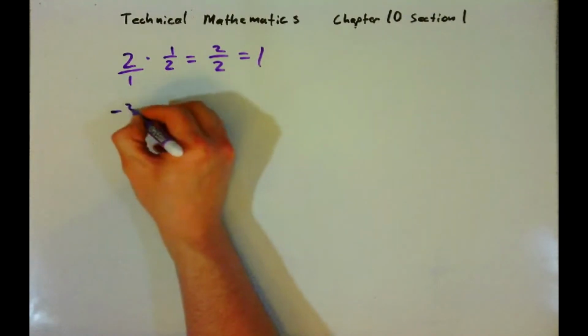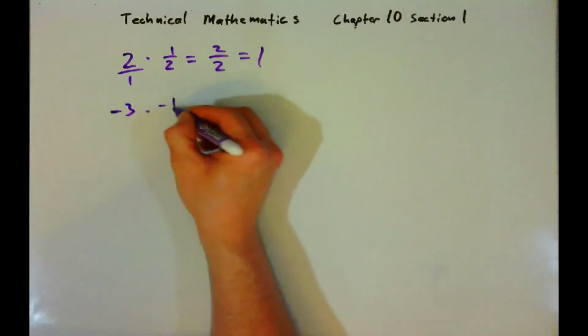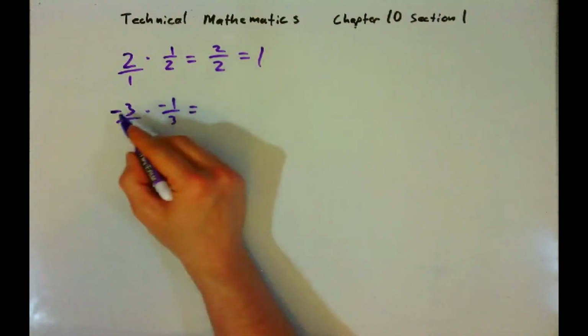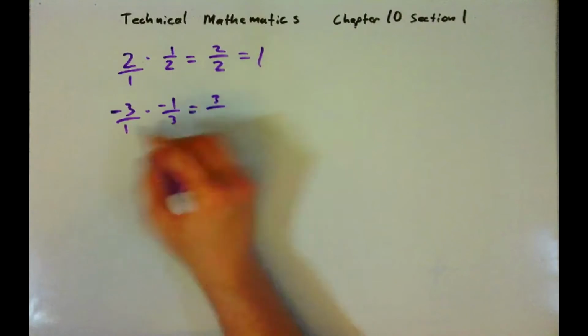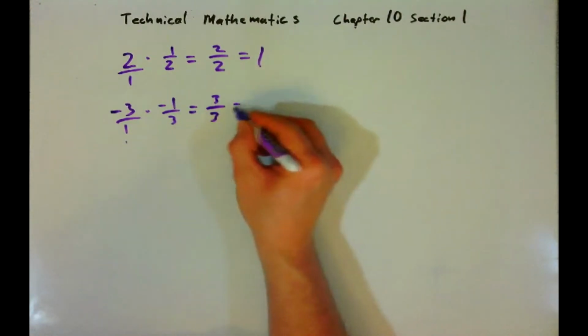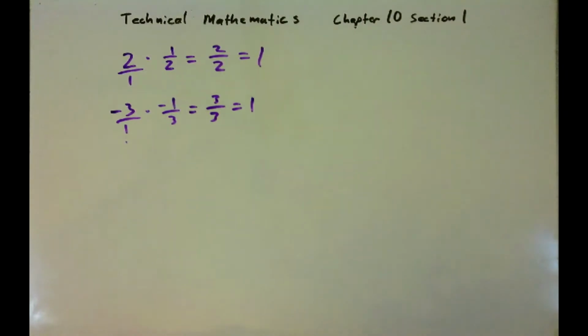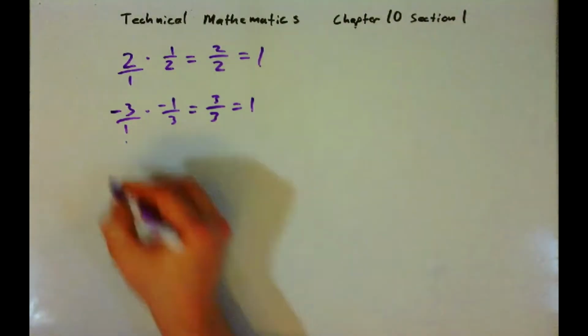Same thing as, for example, -3 times -1/3. These are reciprocals because -3 times -1 is +3, and 1 times 3 is 3, and again this reduces to 1. So reciprocals are any two numbers that when we multiply them together give us 1.